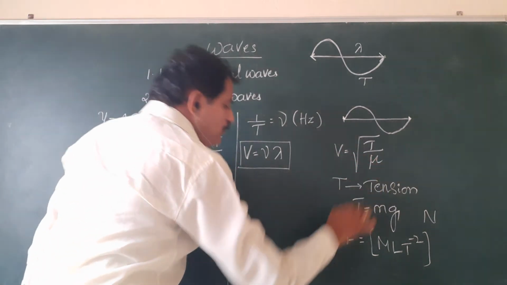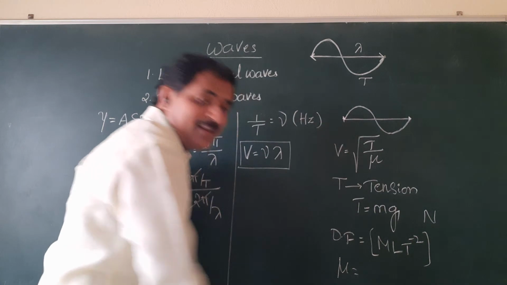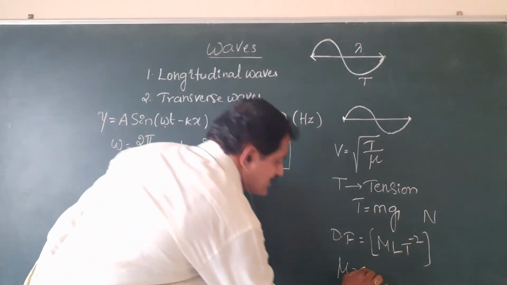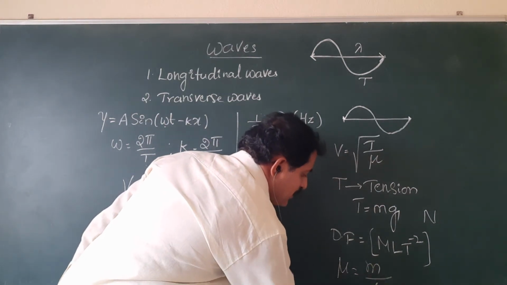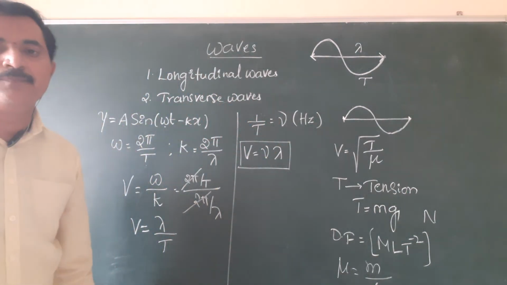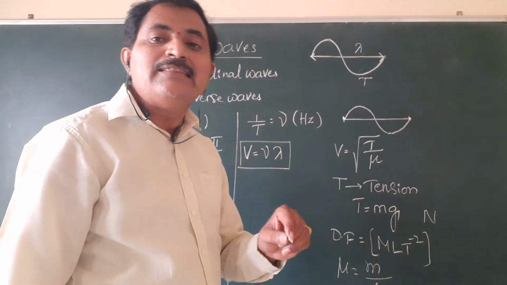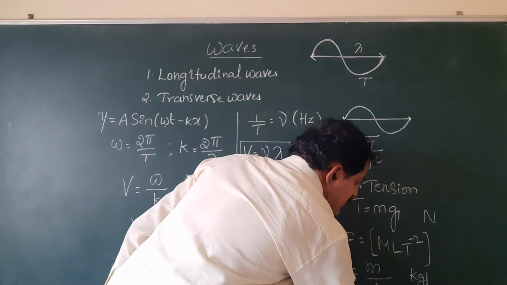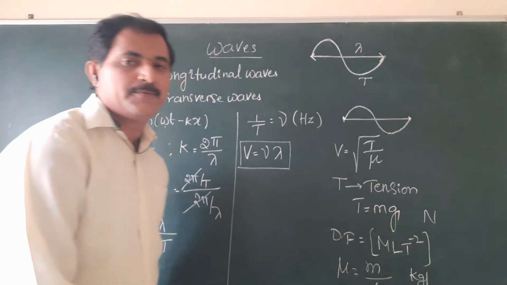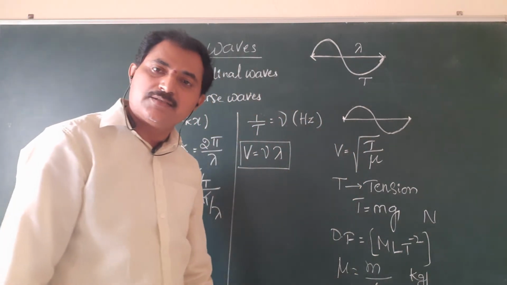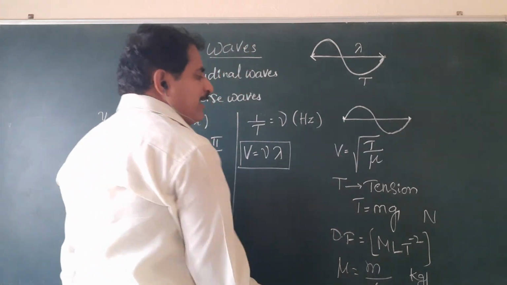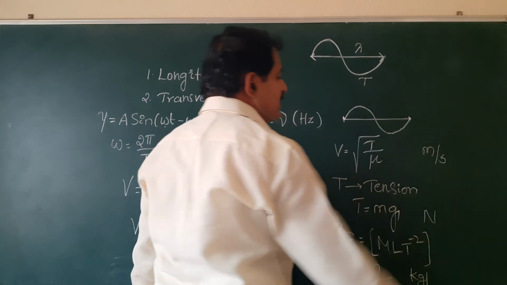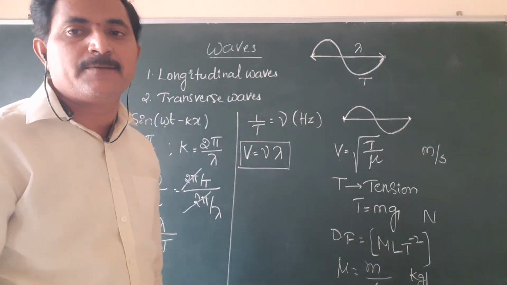Next, where mu is called linear density. Linear density is nothing but mass per unit length. Mass per unit length is called linear density. SI units are kg per meter. From this you can write the SI units of velocity as meters per second.